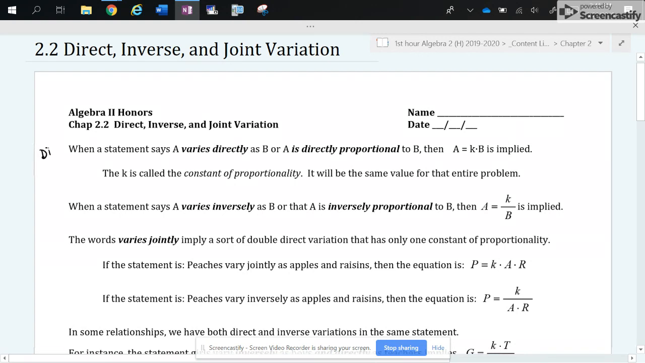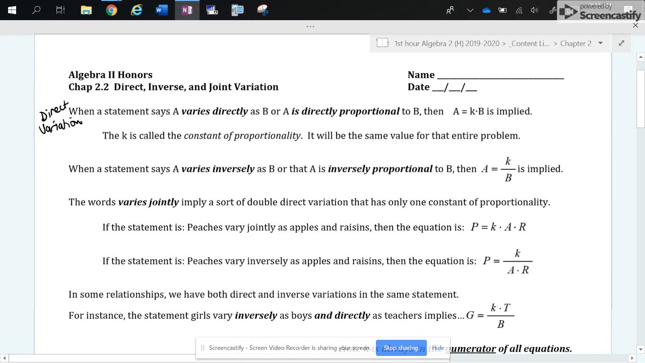When we're dealing with direct variation, we say that A varies directly as B. We also can say that A varies inversely as B, or that A is inversely proportional to B. And when we say that, then the equation A is equal to K divided by B is implied. So we call this inverse variation.